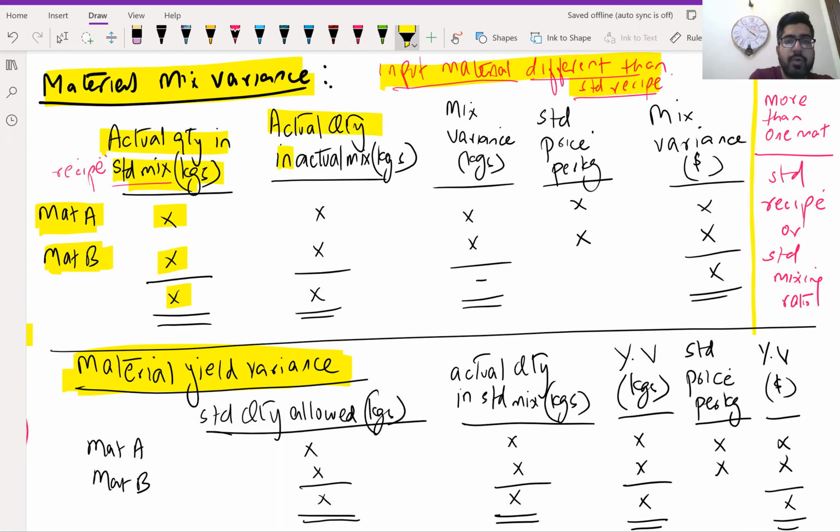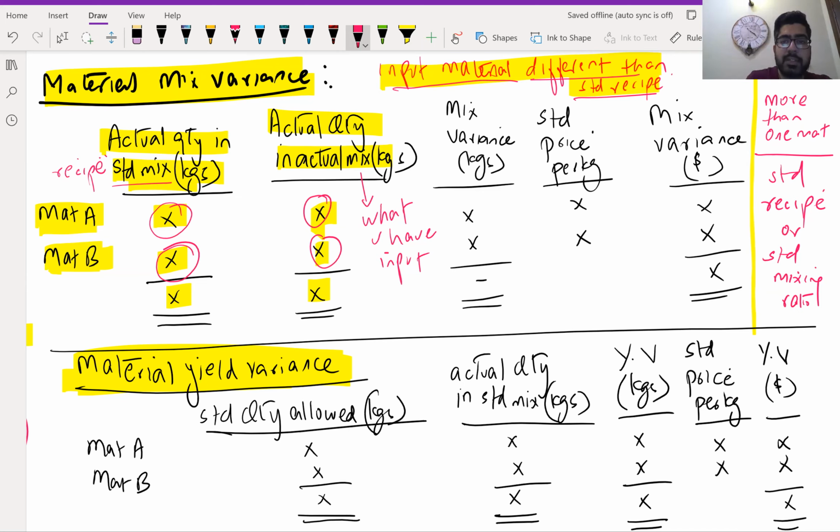Compare it with actual quantity in actual mix. That's it. Actual quantity in actual mix means what you have input. So actual quantity in standard mix means recipe. That needs to be recorded. Compare it with the actual quantity in actual mix, what you have done. This comparison will give mix variance in kgs. The net off should be 0. Multiply this with standard price per kg. You get mix variance in monetary values.